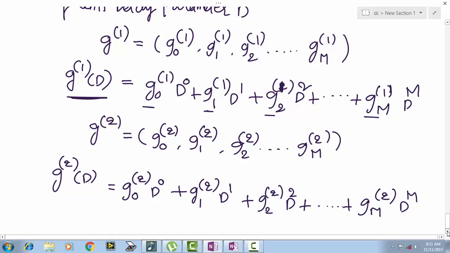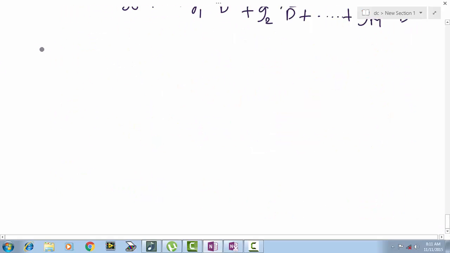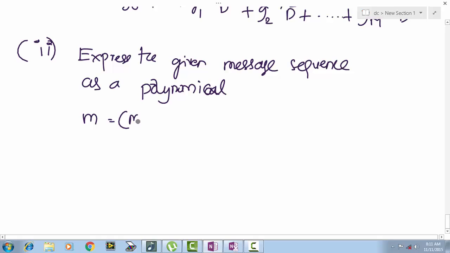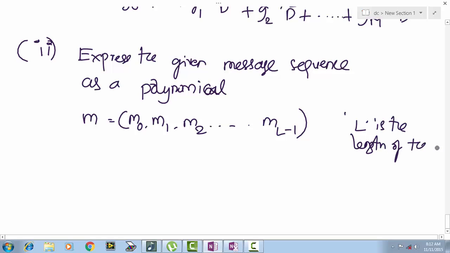This is the first point. The second point is to express the given message sequence as a polynomial, because we need to do multiplication. Let us say in general the message sequence is given by m0, m1, m2, and so on, m L minus 1, where L is the length of the message sequence.